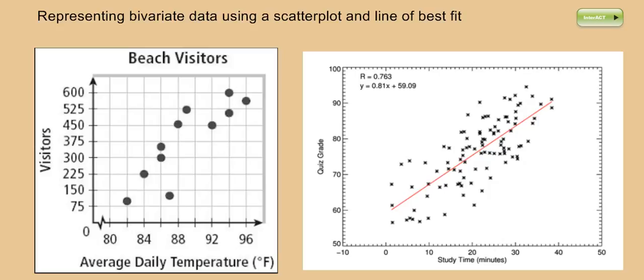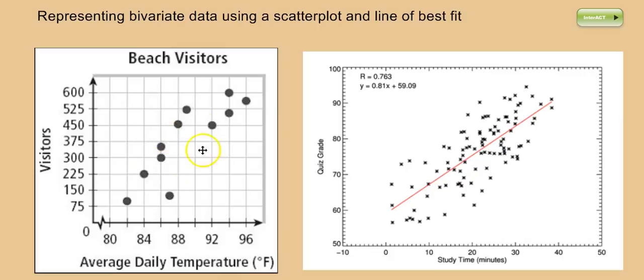This video will explain how to represent bivariate data using a scatterplot and line of best fit. I suspect this is part 1 of 2 parts video. So bivariate data. Bivariate data means 2 variables. So we're looking at data that has 2 bits of information recorded about it.